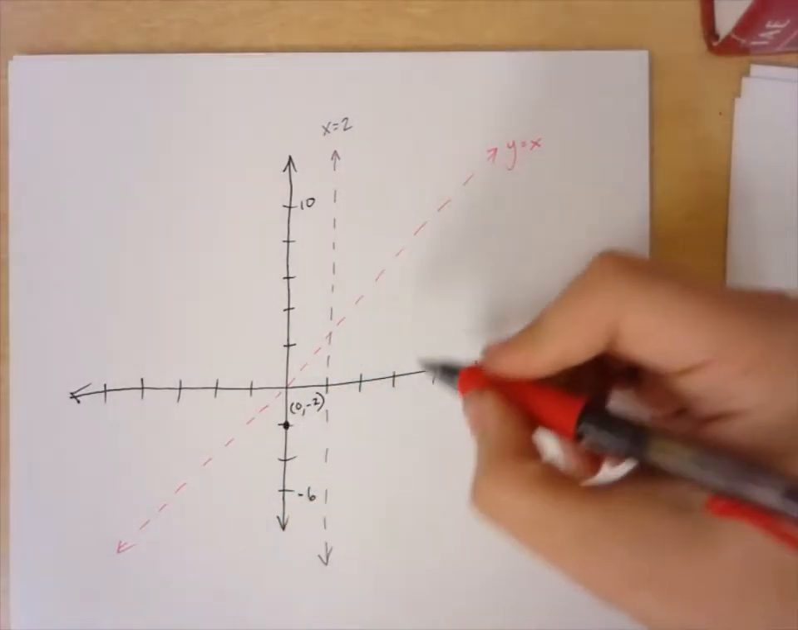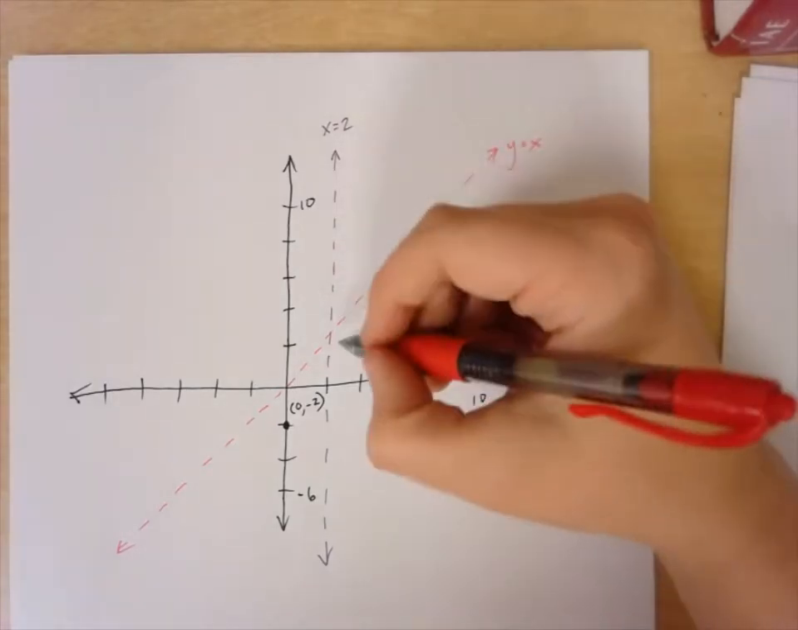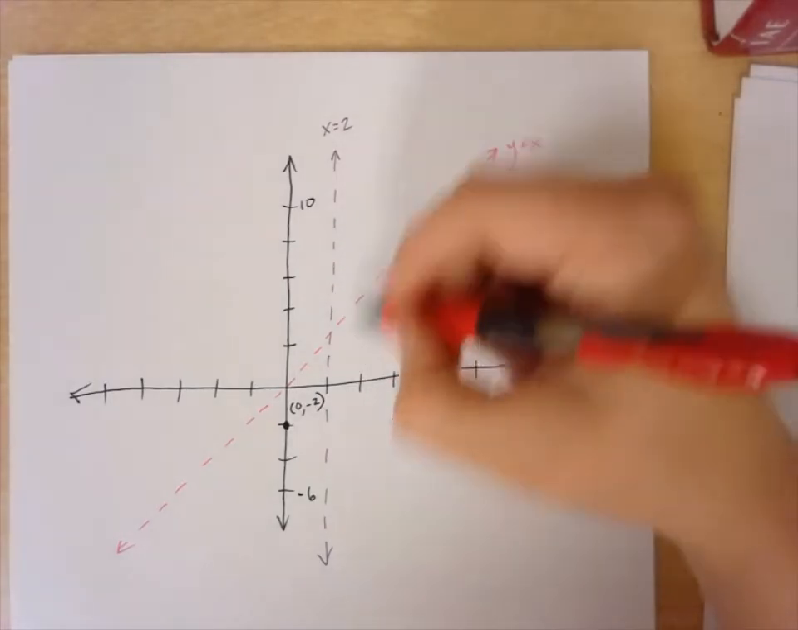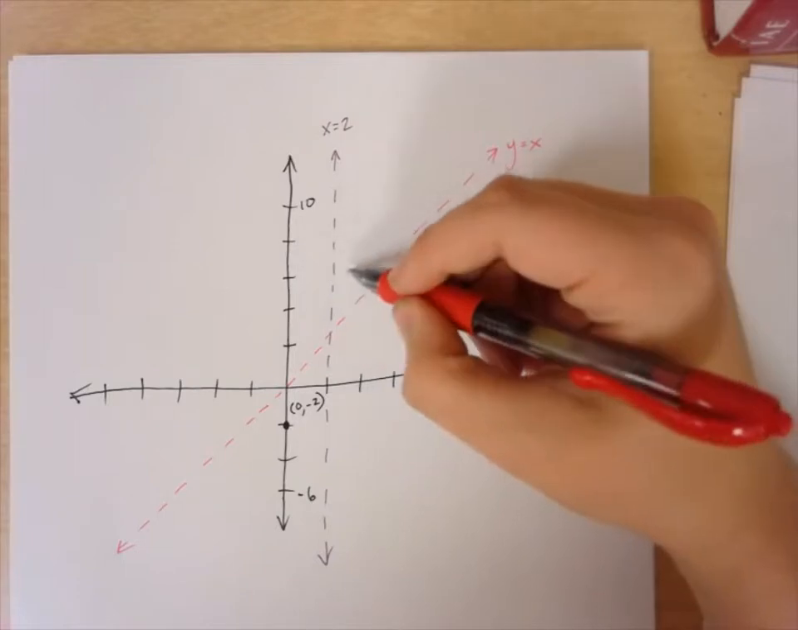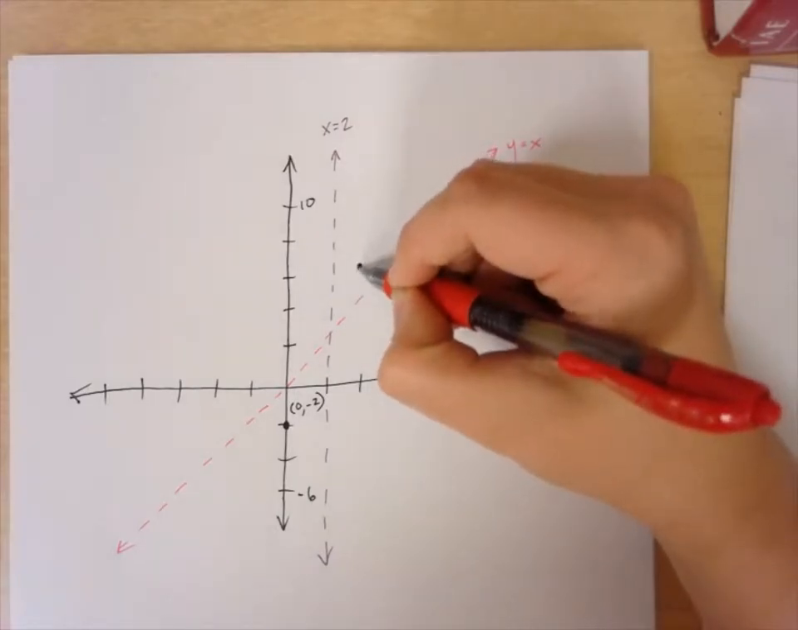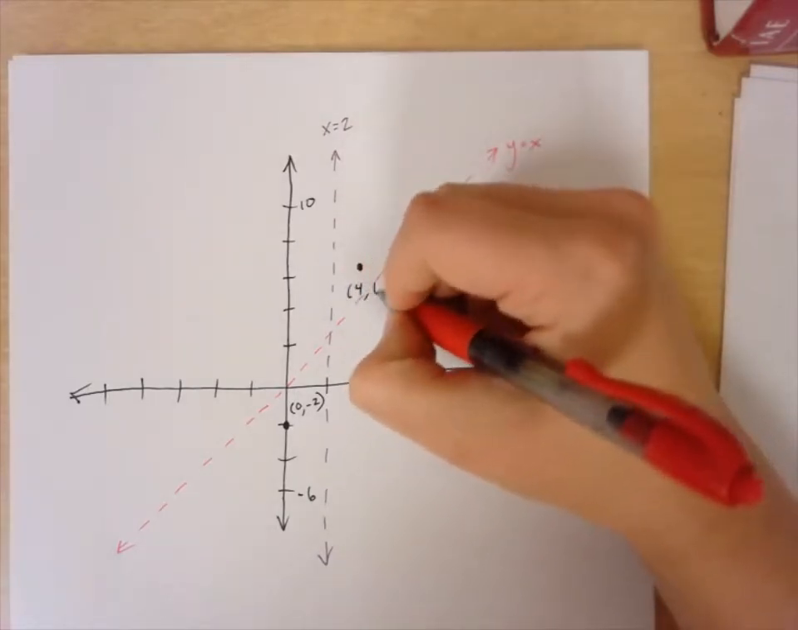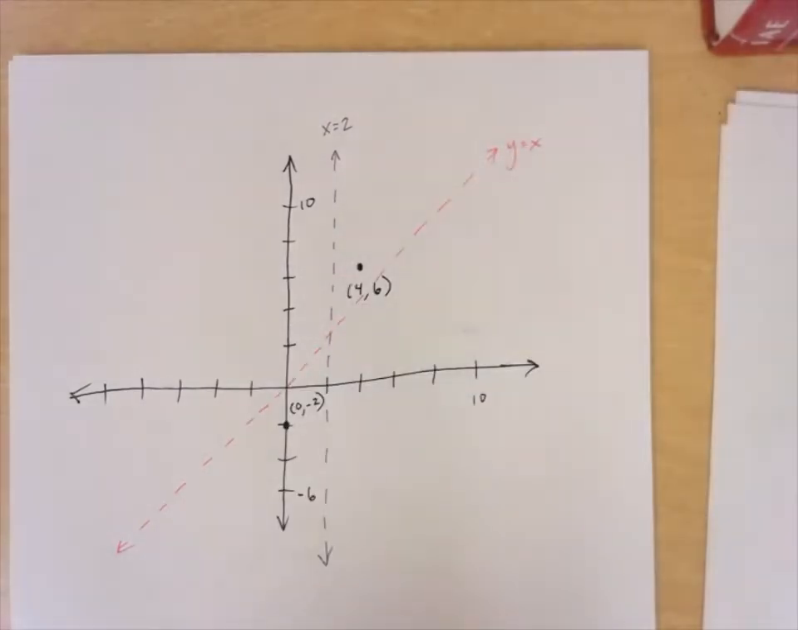And I know I have a minimum value at 4, 6. I'm going to go 4 and then up 6 should be about here. I'm going to label that point as well. Okay. Now, what's left to do is really just draw the rest of my graph following those rules.